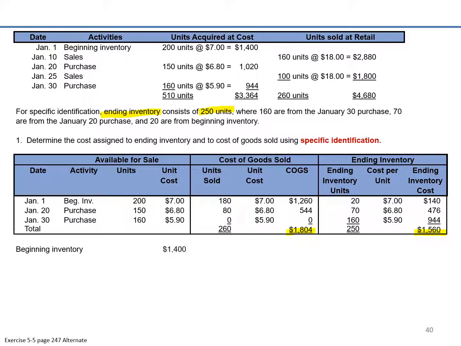If we're going to check our work, beginning inventory was $1,400 plus purchases $1,020 plus $944. It's $1,964, which means our total goods available for sale is $3,364 less ending inventory of $1,560 equals cost of goods sold of $1,804.